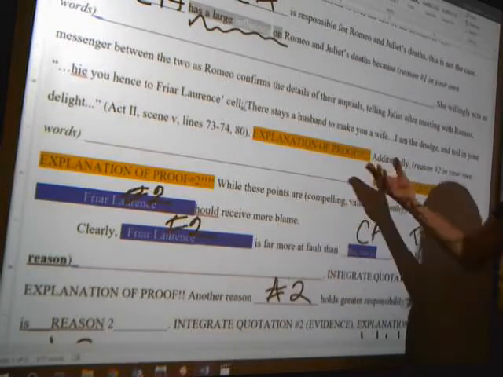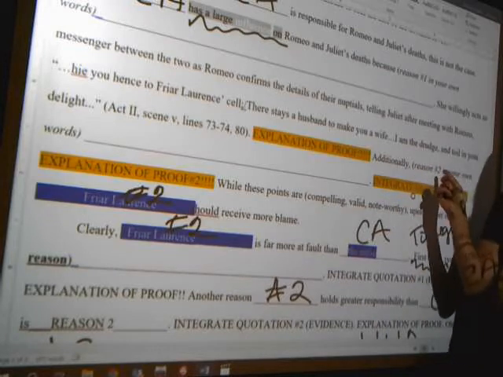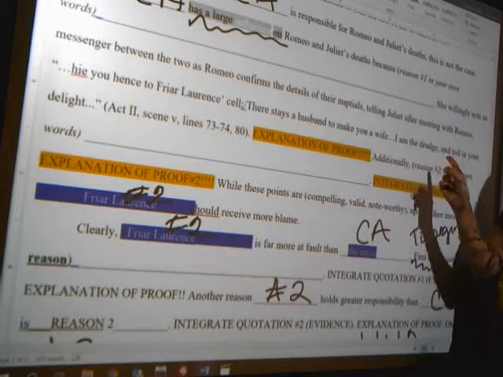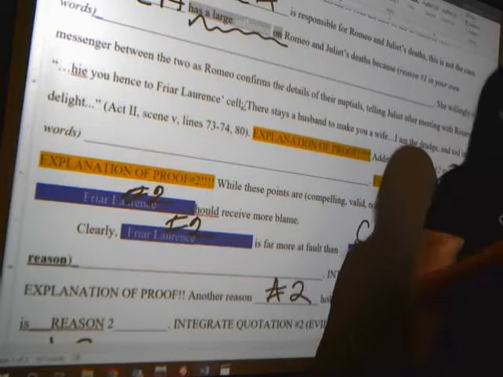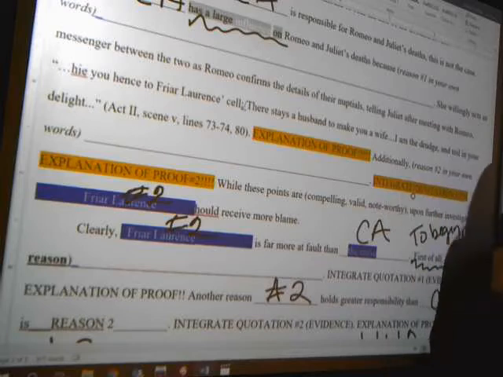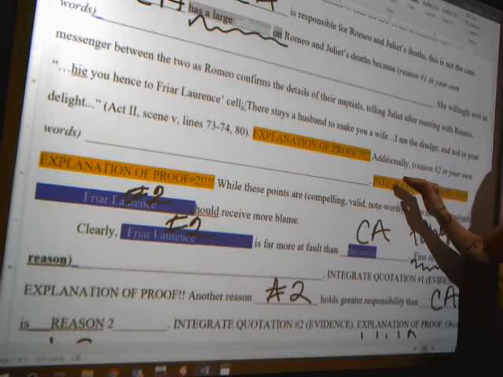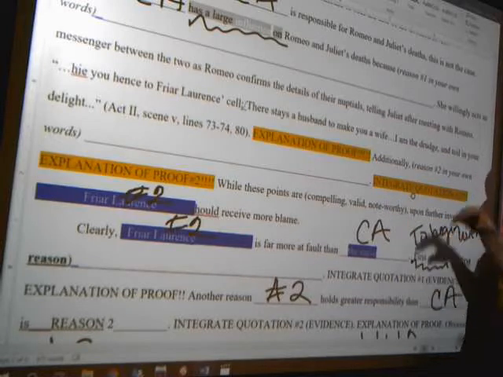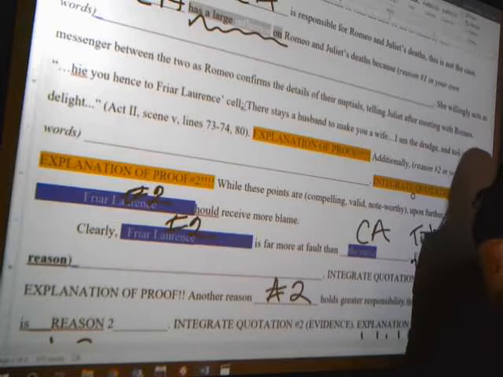Feel free. It's perfect. Additionally, comma, and look, reason number 2. It's in your outline already. Okay? So 2C, there's your reason 2. Write it here. There you go. Time. Now integrate the quotation that you have in SC1, and then include your explanation of proof that you have in SC2.